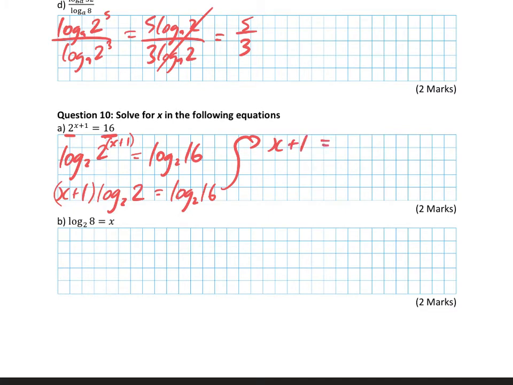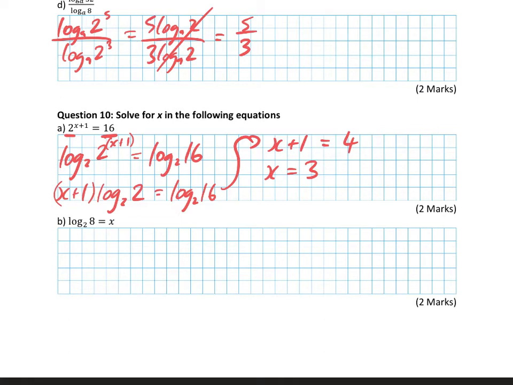Log in base 2 of 16. 2 times by 2 is 4. Times by 2 is 8. Times by 2 is 16. So that's going to be 4. x plus 1 is equal to 4. Take 1 from both sides, that's going to be 3.